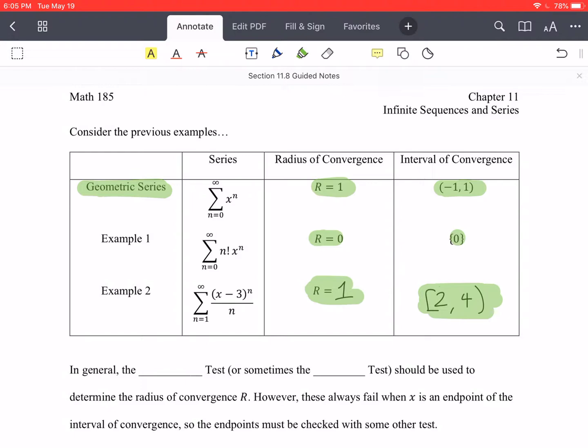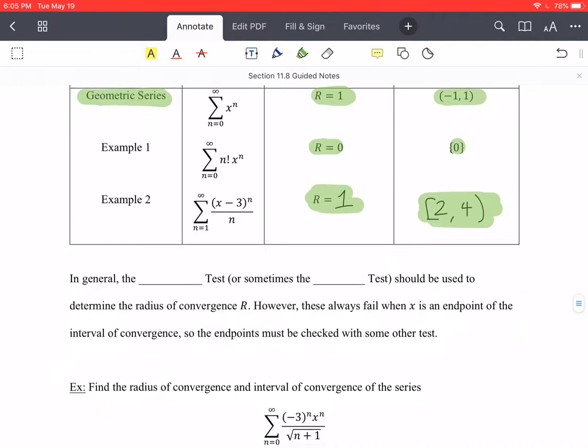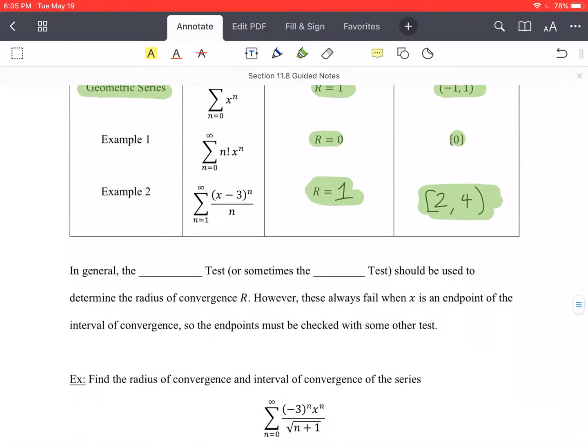So next up, if we're trying to determine the radius of convergence, typically, as you've been seeing here in these examples, the ratio test is usually the way to go. Sometimes the root test will do this for us, but typically it's the ratio test. So we use that to determine the radius of convergence r. However, these always fail, like I said, when x is an endpoint of that interval of convergence, so the endpoints have to be checked with another test. So we have to do those separately.